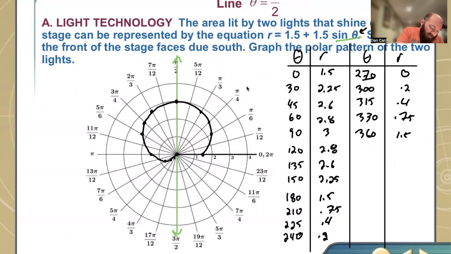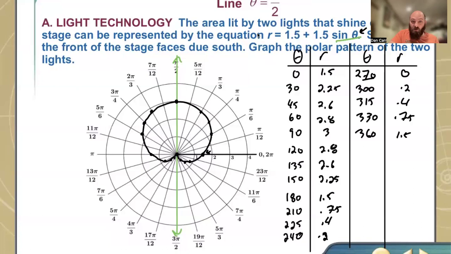It's coming in and kind of bumping down. And then it's going to go to 0.2. So about 0.2 is right here. And then a 0.4, a little bit further away, a 0.75. And then I'm back here to 1.5. So then it does this. It kind of looks like an apple in a way. Okay, so there's my graph there.